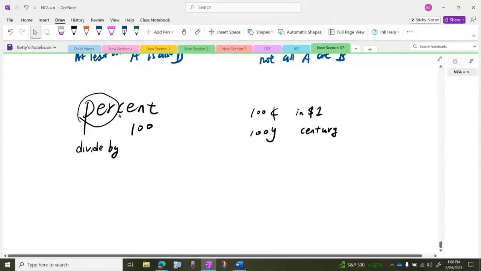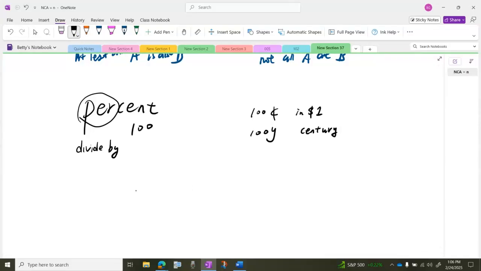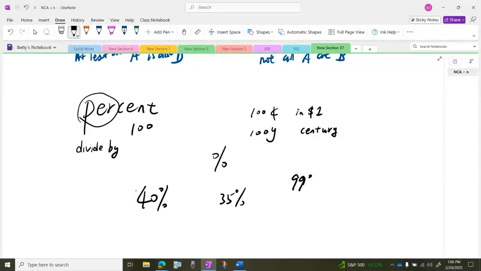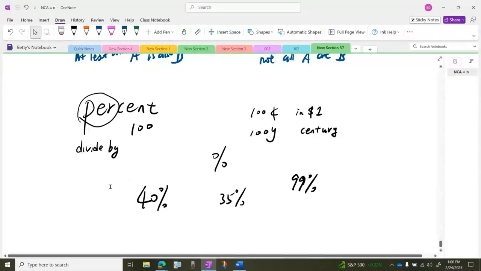Whenever the word percent appears, it always has a number in front of it. We always say 40%, right? This is the percent sign. 40% or 35% or 99%. Without the number in front of percent, this word is meaningless.